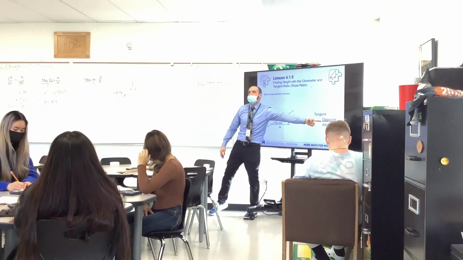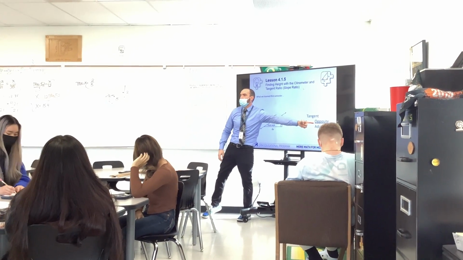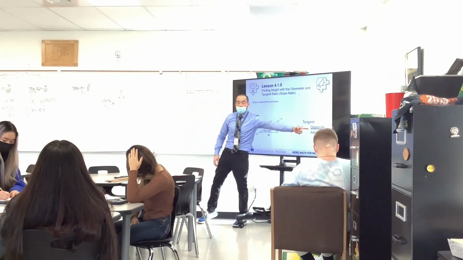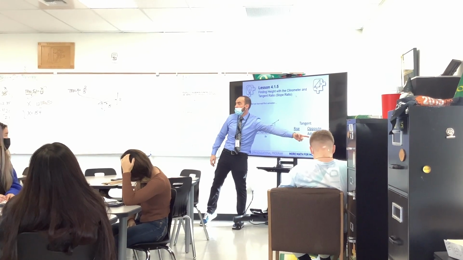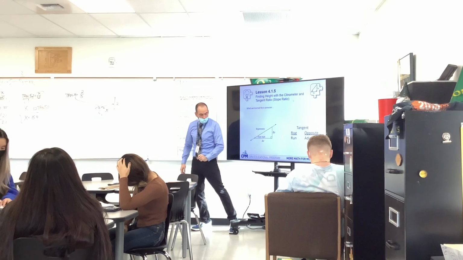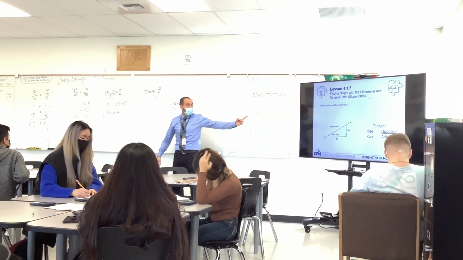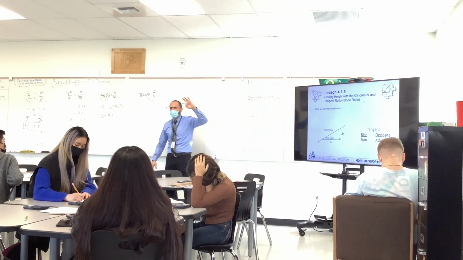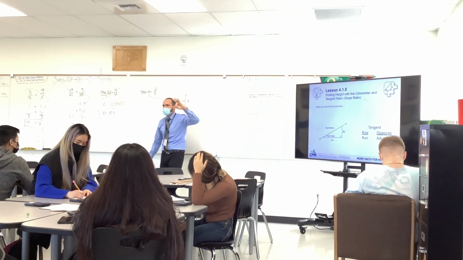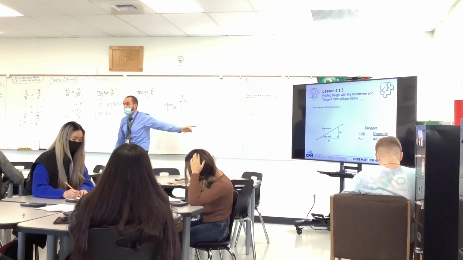I'm pointing. This is your easy time to participate. You just have to read what I'm pointing to. Opposite, good. Run is adjacent. Okay, we'll get there with the other one. What's the other side? Because the triangle has 3 sides. The slope makes the hypotenuse.